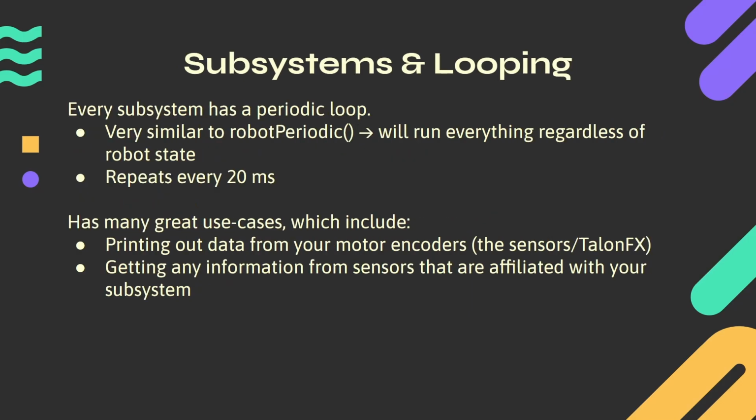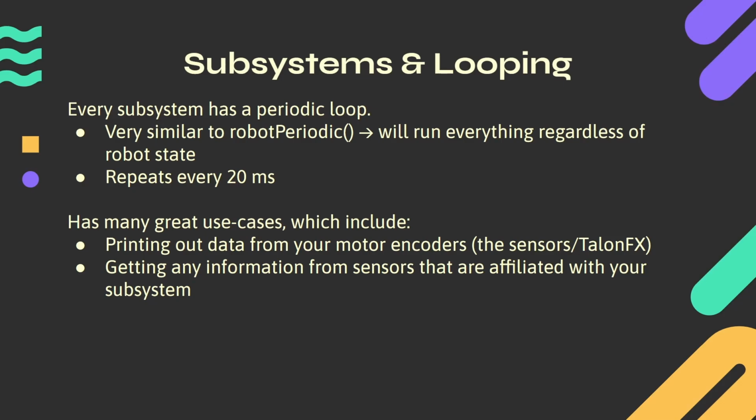So every subsystem has a periodic loop. This is very similar to robot periodic. So it's going to run regardless of the robot state. That means autonomous, teleop, and of course disabled, but if you choose to set any motors in periodic, it's not going to happen, because disabled has those overriding safety features that prevent you from actually running any motors in the first place. This also repeats every 20 milliseconds, so it's going to run at the exact same interval.